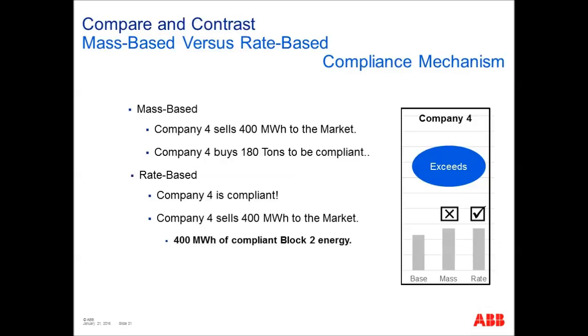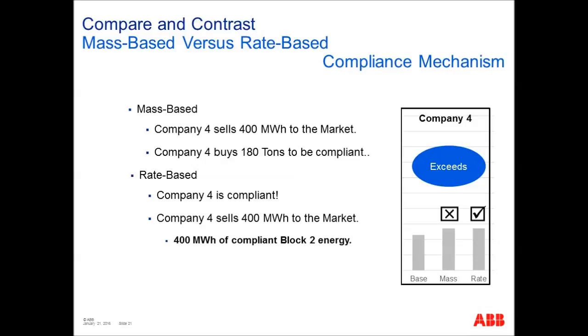So let's take a little deeper dive here. Under a mass-based program, Company 4 is selling 400 megawatt hours to the interchange market. But because it's a mass-based limit, they are exceeding their target, so they are not compliant. And in order to be compliant, they need to buy 180 tons of allowances to emit.